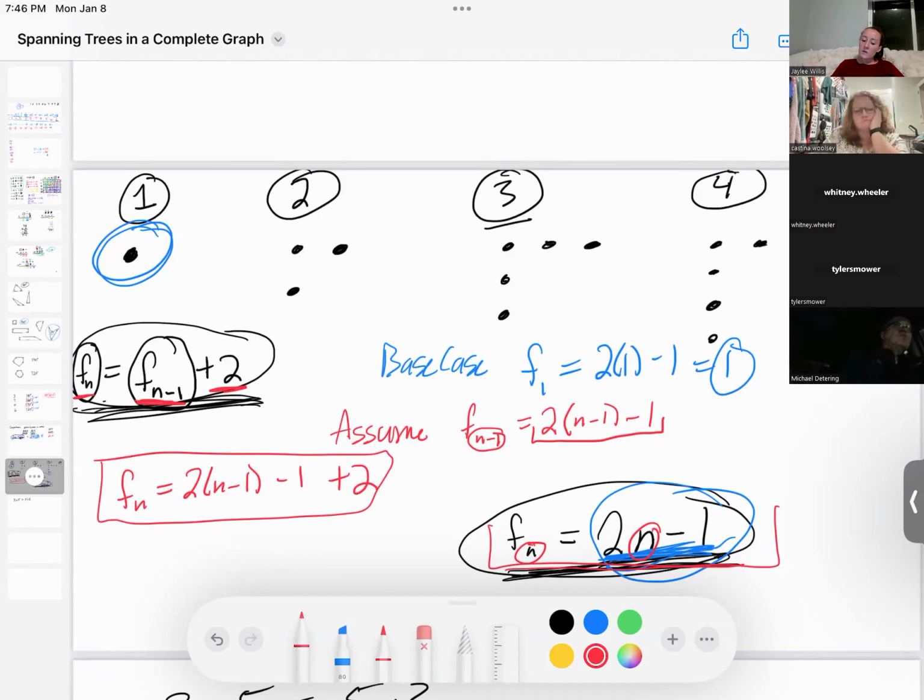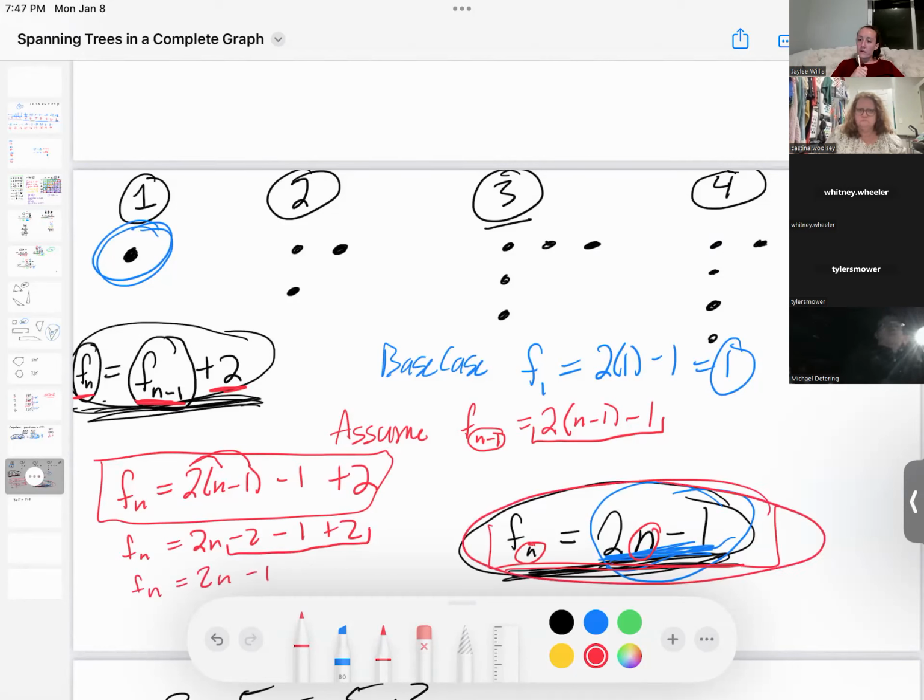So in this case, the way you would do that is you would distribute the 2, which would tell you that f of n equals 2 times n minus 2. And then you'd have the minus 1 and plus 2. And all of these terms can be simplified and combined. And if you do negative 2 plus negative 1 plus 2, that ends up giving you f of n equals 2n minus 1, which proves the conjecture.